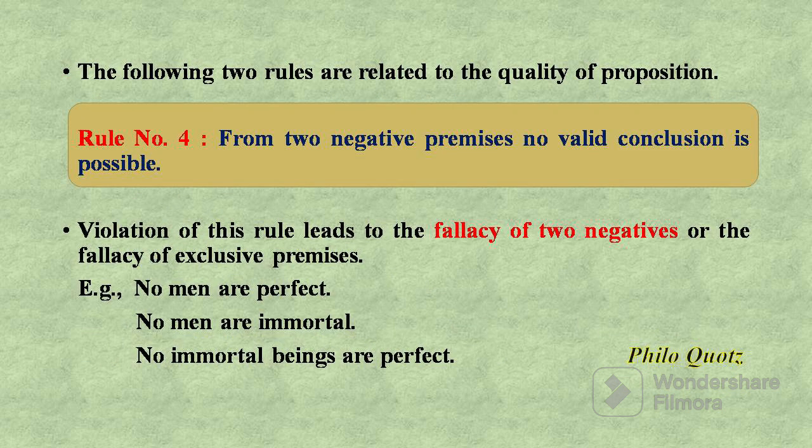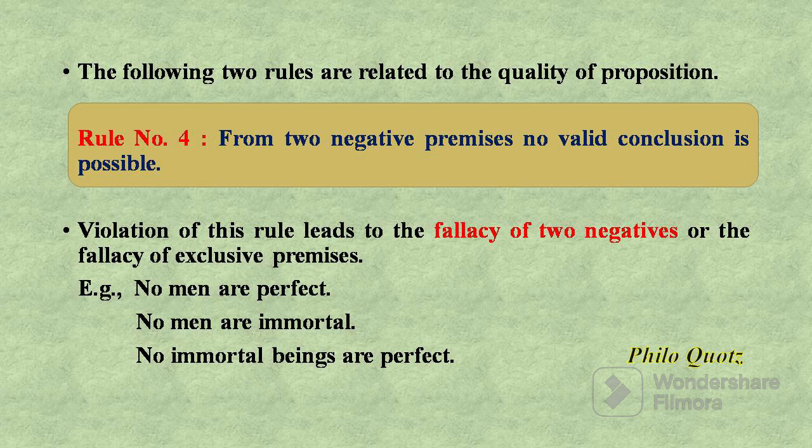The following two rules, that is 4 and 5, are related to the quality of a proposition. In rule number 4, from two negative premises, no valid conclusion is possible. Violation of this rule leads to the fallacy of two negatives, or the fallacy of exclusive premises. For example, no men are perfect, no men are immortal, therefore no immortal beings are perfect. Here, both the premises are negative, so we cannot infer a valid conclusion from two negative premises.